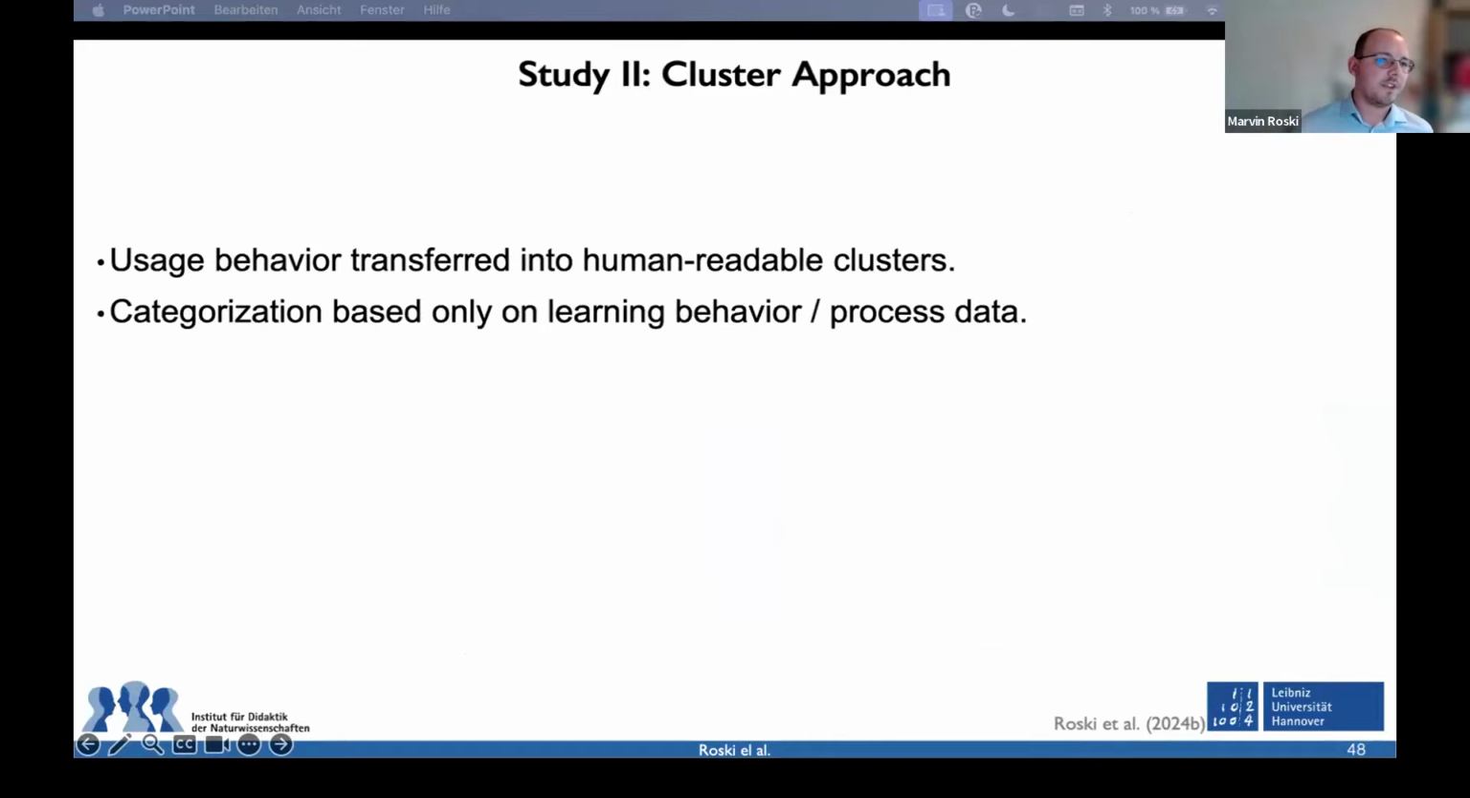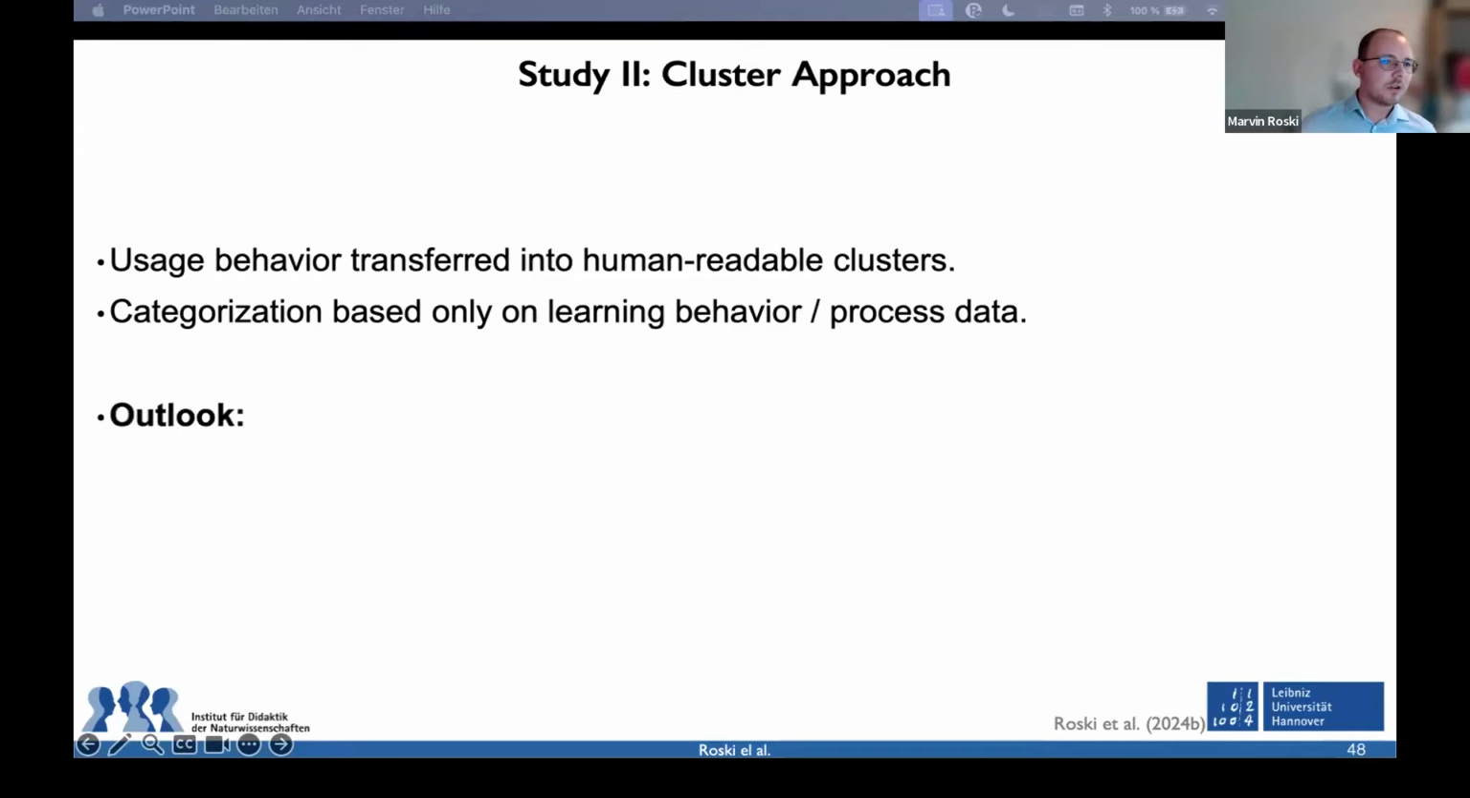And our categorization is based only on the learning behavior and on the process data. So this also means, with regard to inclusive education, for those of you who are interested in this area, that we have formed categories again, but these are not based on stigmatizing characteristics, but purely on the usage time. So here we pursued a different idea than in the first study, where we saw that process data can complement existing data, such as demographic information, to optimize the prediction. And in this work here, we only use the process data to form our clusters.